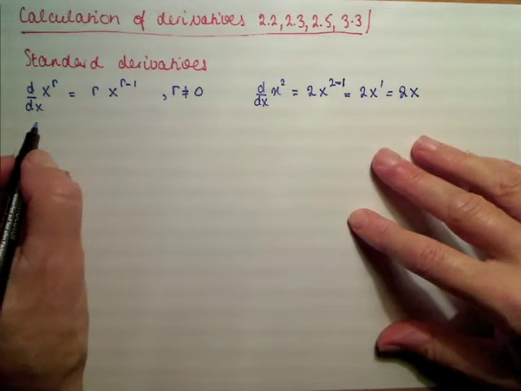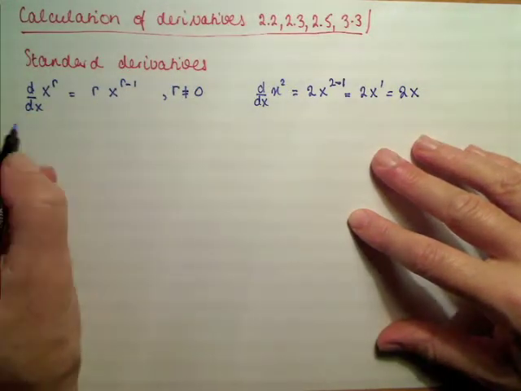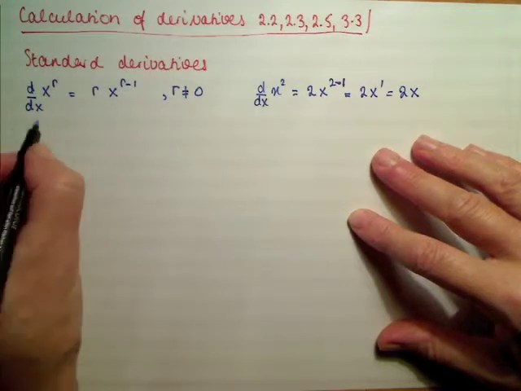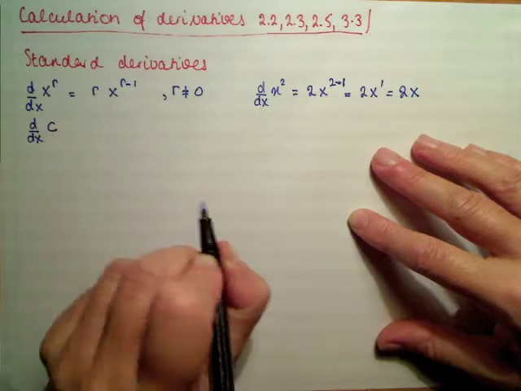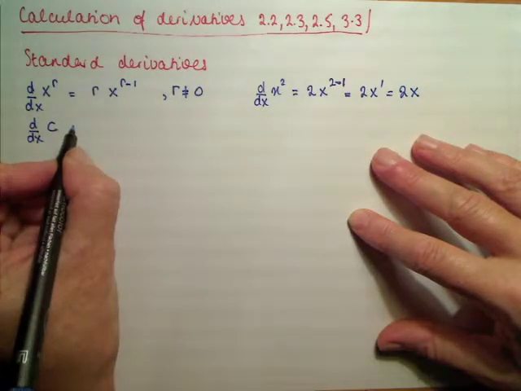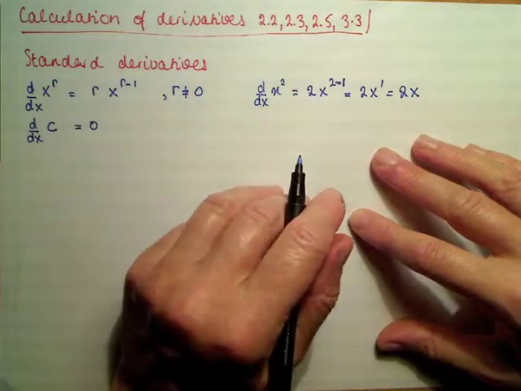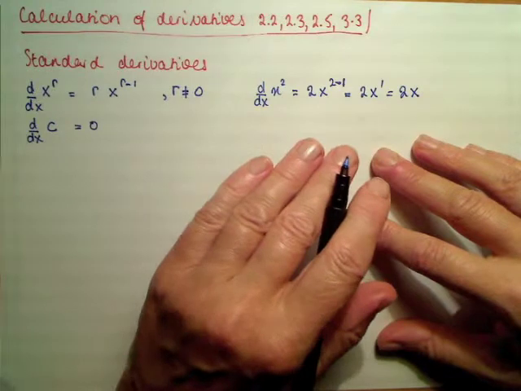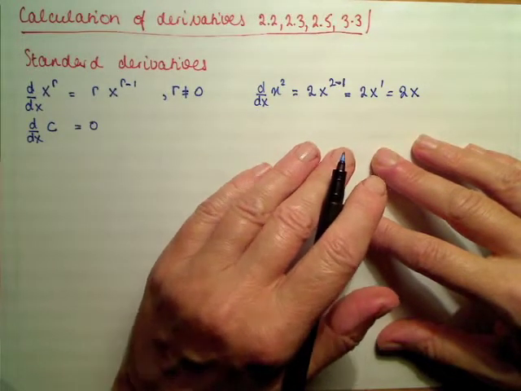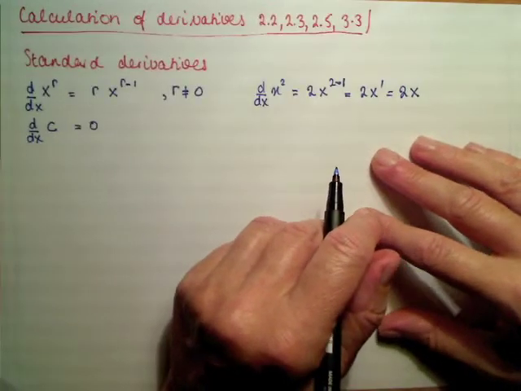Obviously, if we add a constant, nothing changes, because if we compute the derivative of a constant, denoted by c, then we get 0. I mean, if you increase the height of a mountain by a fixed amount, then of course the slope doesn't change. That is expressed by this constant.